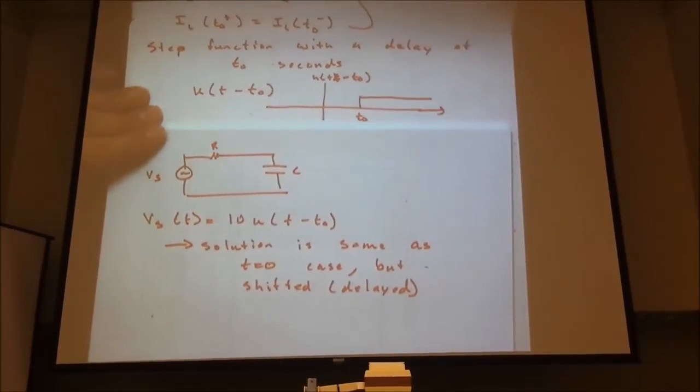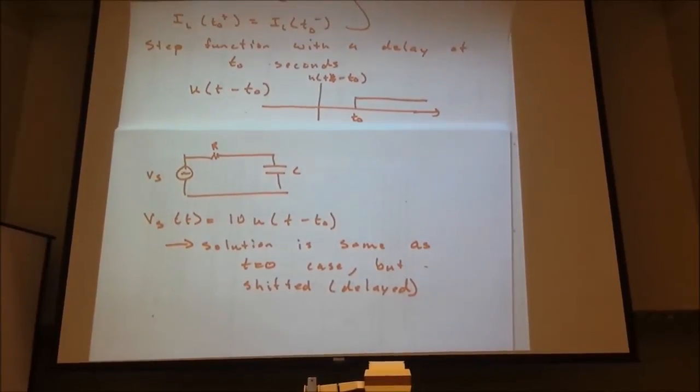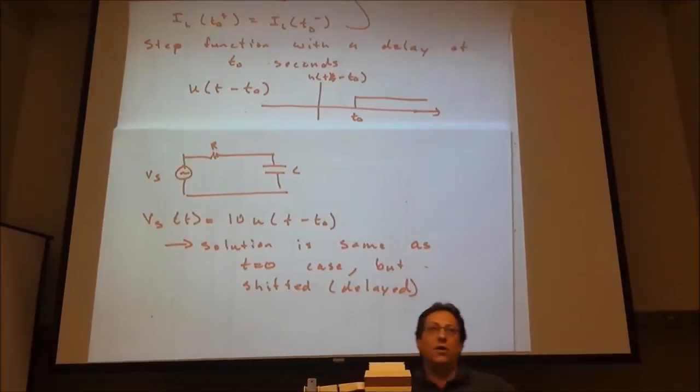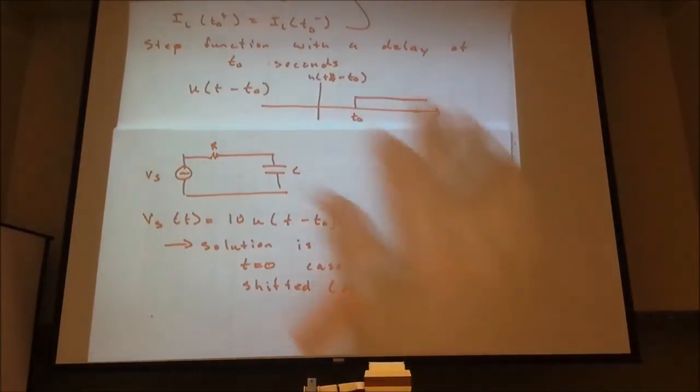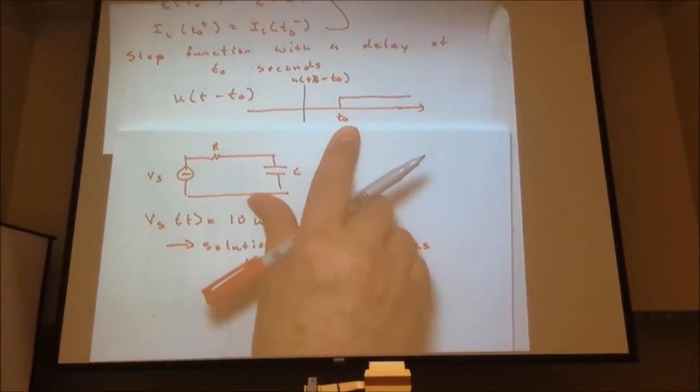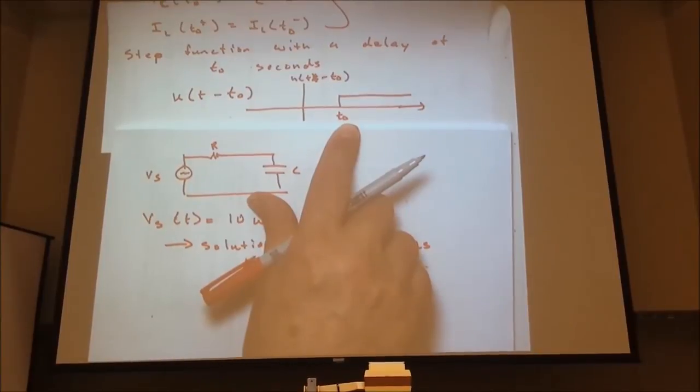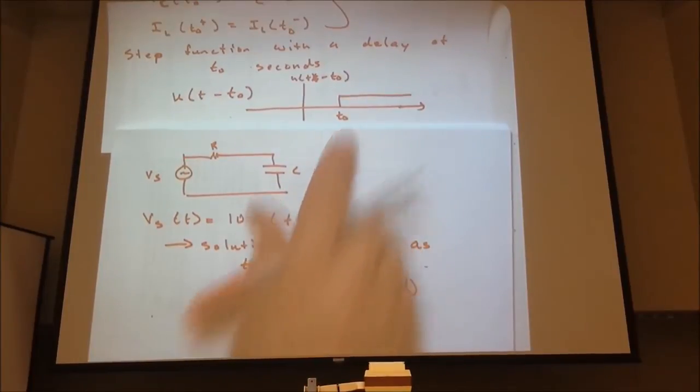If you think about it, this delay doesn't really do anything other than change our 0 reference. Well, we could redefine time. Why not? In this simple problem, we could redefine t naught as 0 seconds. That's a linear shift in our coordinate system. No problem.